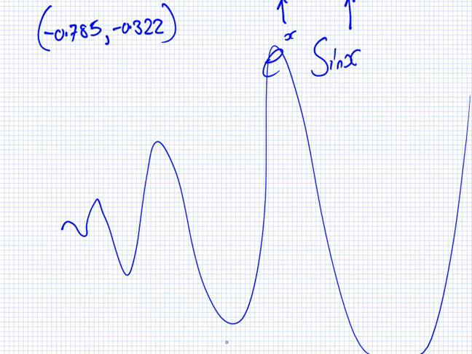Sohi, do you mind? Can you give this to me as a decimal? And KJ as well? Minus 0.785. Minus 0.785, and then the y value? Minus 0.322. Yeah? Alright, let's have a look at the graph here.